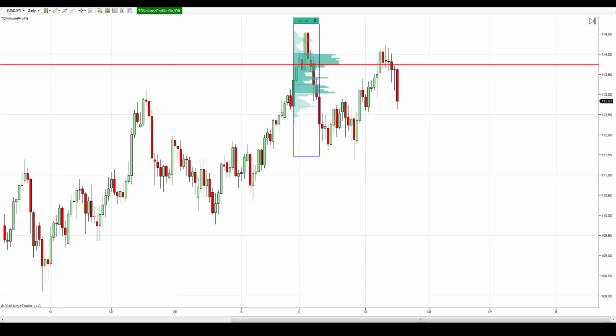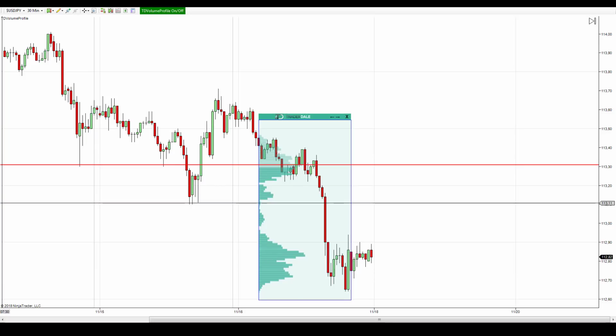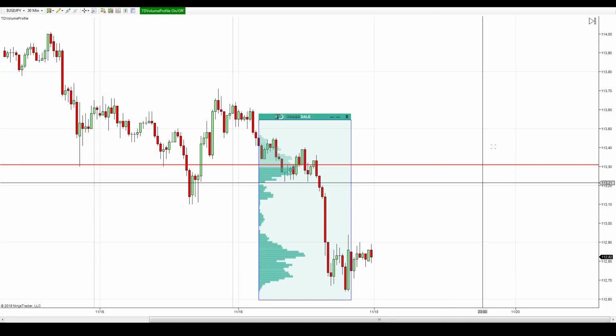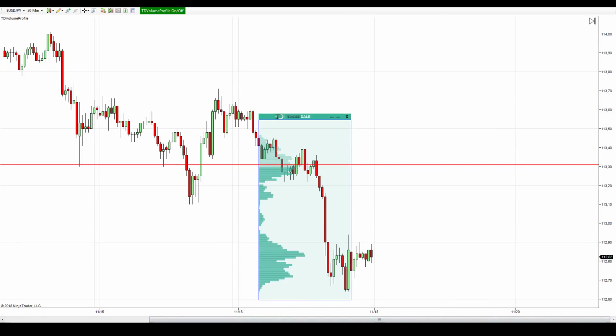Alright, so this was one intraday level on the Australian dollar Japanese yen and one swing level on the US dollar Japanese yen. And let's now have a look at the new levels, and let's start with intraday levels and let's have a look at the 30-minute chart of the US dollar Japanese yen. Alright, so here we go, US dollar Japanese yen, 30-minute chart.